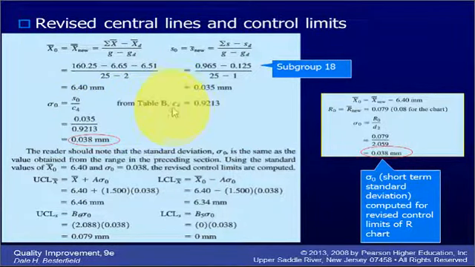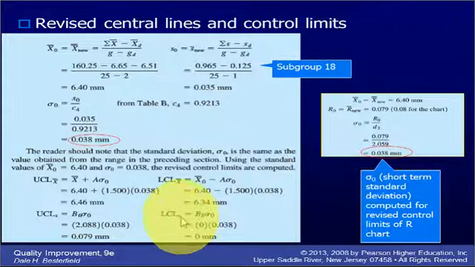Also from table B, we find this constant factor, the C4 equals 0.9213, and then you can find the standard value, this sigma 0. And now you can plug into the revised control limits formulas, and then update the control limits for X bar and the control limits for the sample standard deviation.